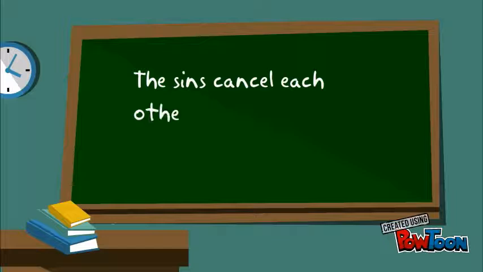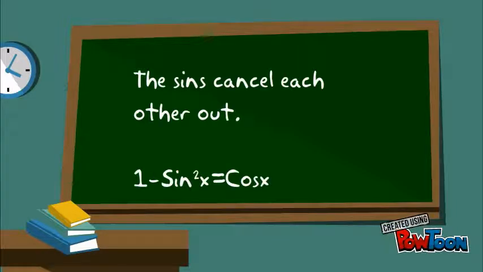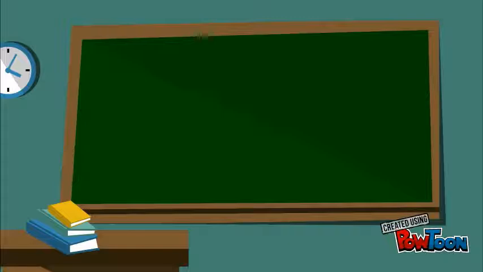After you shorten the reciprocal, sine x and sine x would cancel each other out, and you will end up with 1 minus sine squared x. To finish the problem, you will notice that 1 minus sine squared x is equal to cosine squared x by looking at your Pythagorean identities.